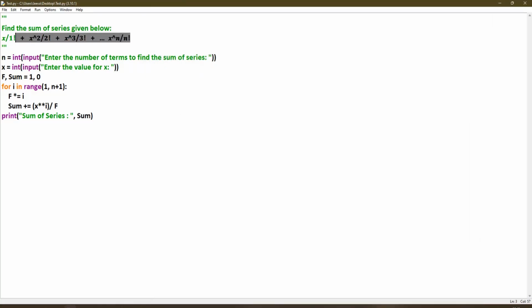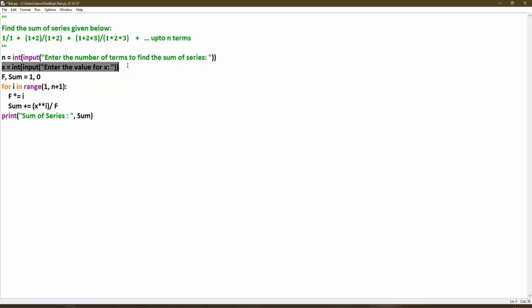Let us see the last one. 1 by 1 plus 1 plus 2 by 1 into 2. Then the third term is 1 plus 2 plus 3 divided by 1 into 2 into 3. So up to n terms. If you see now, in the numerator it is the sum of all the numbers up to the current term. Similar way in the denominator it is product, that is nothing but factorial. So we need to take the sum and also the factorial, both, and then again we need to divide both.